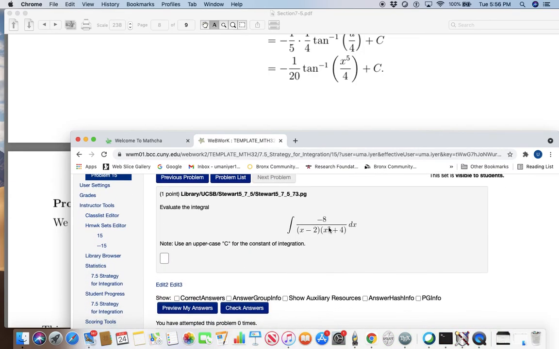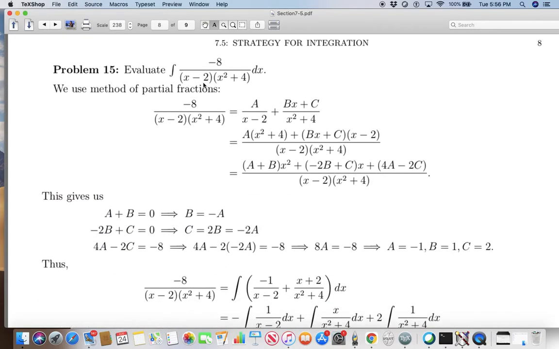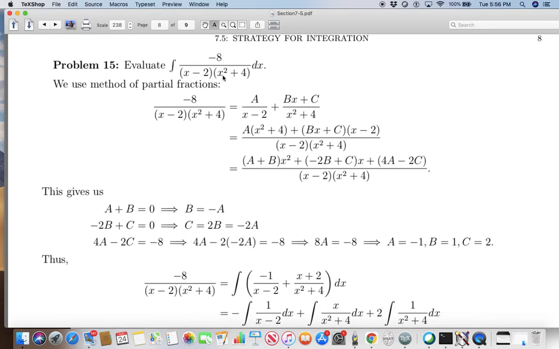Last problem of the section. Integral of negative 8 over x minus 2 times x squared plus 4 dx. You know this is going to be partial fractions. Okay, linear and irreducible quadratic.